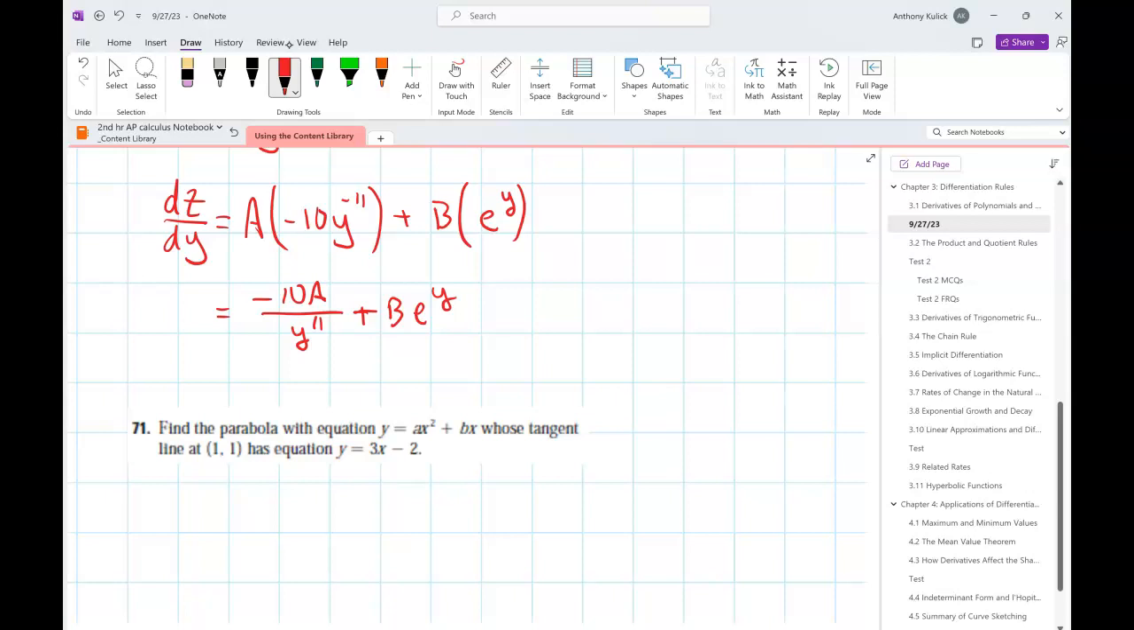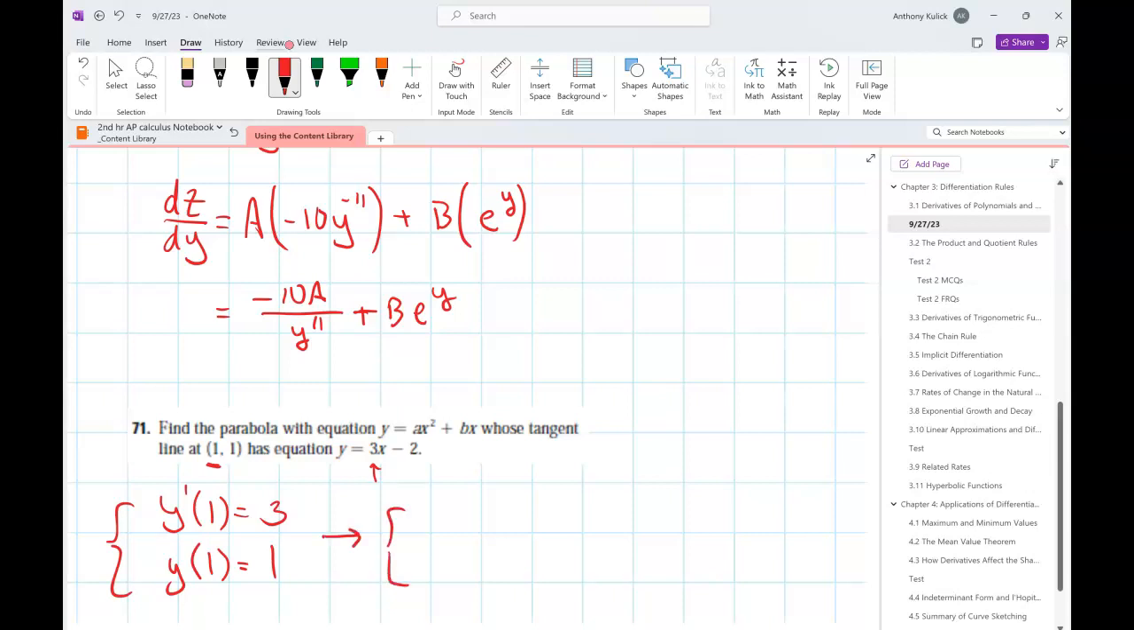Okay. Well, I know that y prime of 1 has to give me 3. Why do I know that? Yeah, so the slope when x equals 1 has to be 3, right? And I know that y of 1 has to give me 1, because when x is 1, y is 1, right? This is going to be my system of two equations that I'm going to use to solve for a and b.